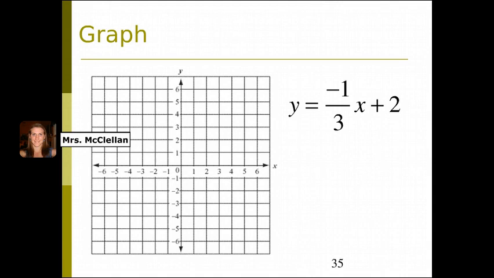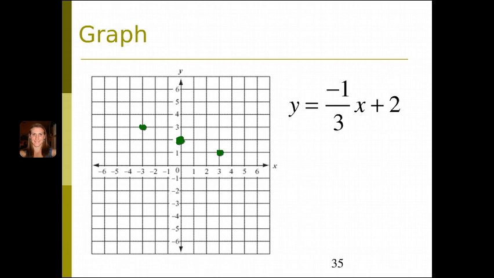Okay, so let's go ahead and look at the graph that we've been given. They give us the equation y equals negative 1/3 x plus 2. If you notice, this equation is already written in slope-intercept form. Therefore, it would be easiest to graph by starting with graphing your y-intercept at positive 2. And then, because you have a negative slope, you'll go down 1 and over 3 to make your next point. Or you could go up 1 and backwards 3.